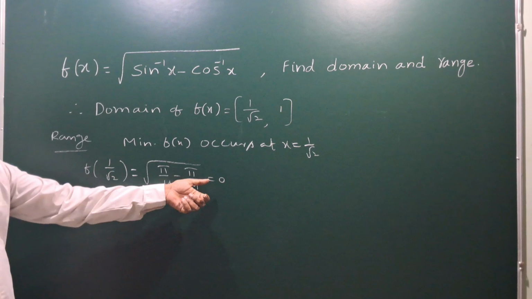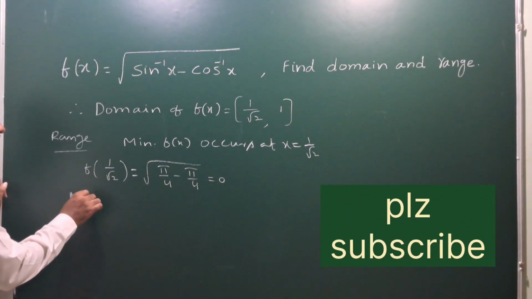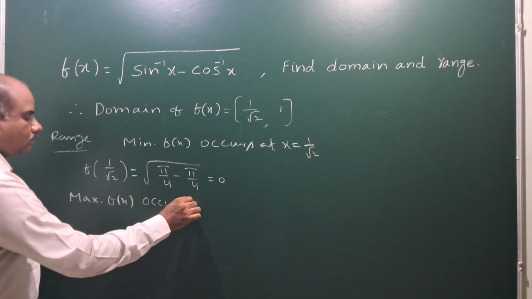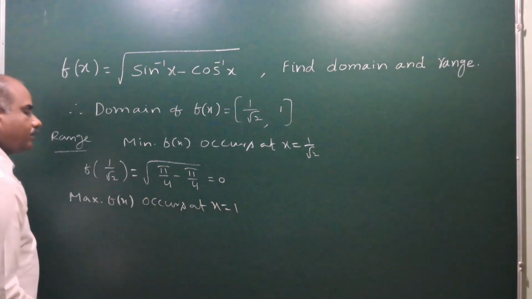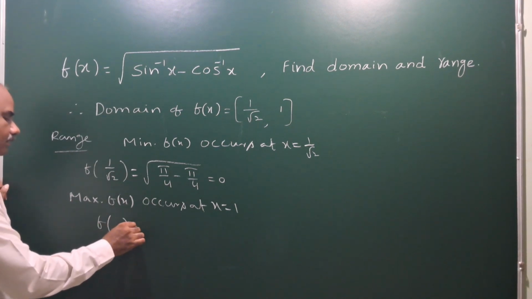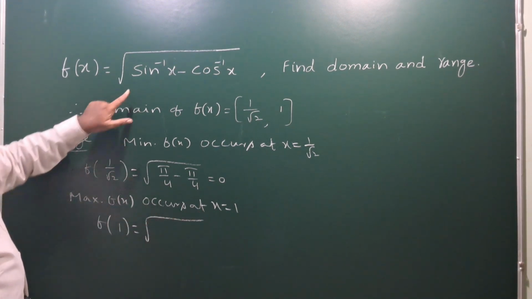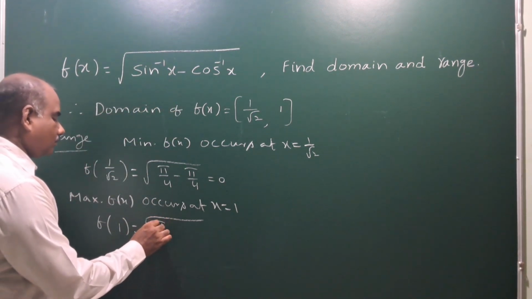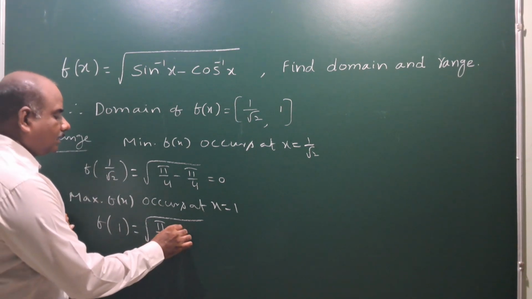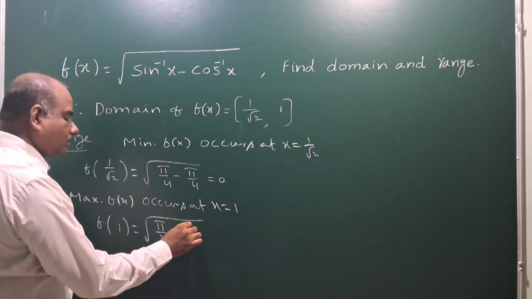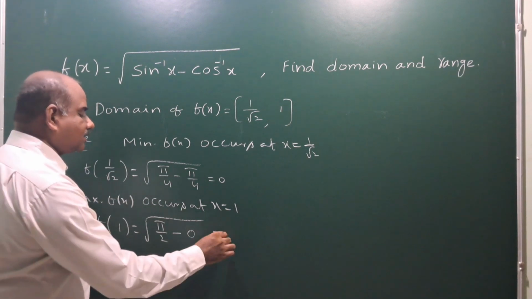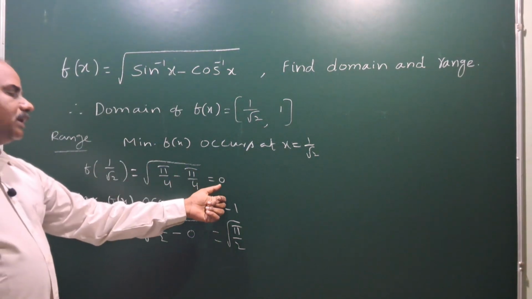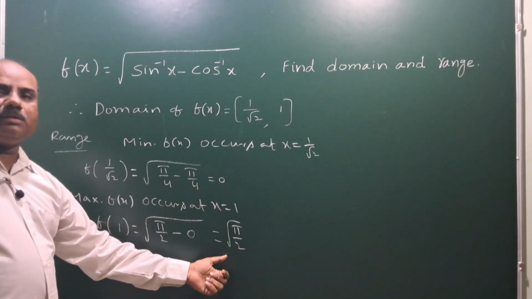So this is the minimum value of f(x), and the maximum value of f(x) occurs at x equal to 1. So f of 1 is root of sin inverse 1 minus cos inverse 1. Sin inverse 1 is pi by 2, minus cos inverse 1, that is 0. So under root, pi by 2 minus 0 gives root of pi by 2. So this is the minimum value of f(x) and this is the maximum value of f(x).